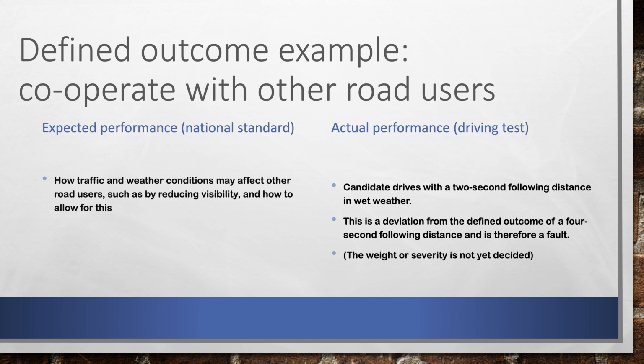Another example, the expected performance in the national standard says how traffic and weather conditions may affect other road users, such as reducing visibility, and how to allow for this. Now, let's say the candidate drives with a 2-second following distance in wet weather. That's a deviation from the defined outcome because the defined outcome would be a 4-second following distance, and it's therefore some kind of fault. The weight or the severity of the fault, i.e. is it a driving fault, a serious fault or a dangerous fault, we haven't yet decided. We've just decided there has been a deviation from the defined outcome and a fault has therefore occurred.